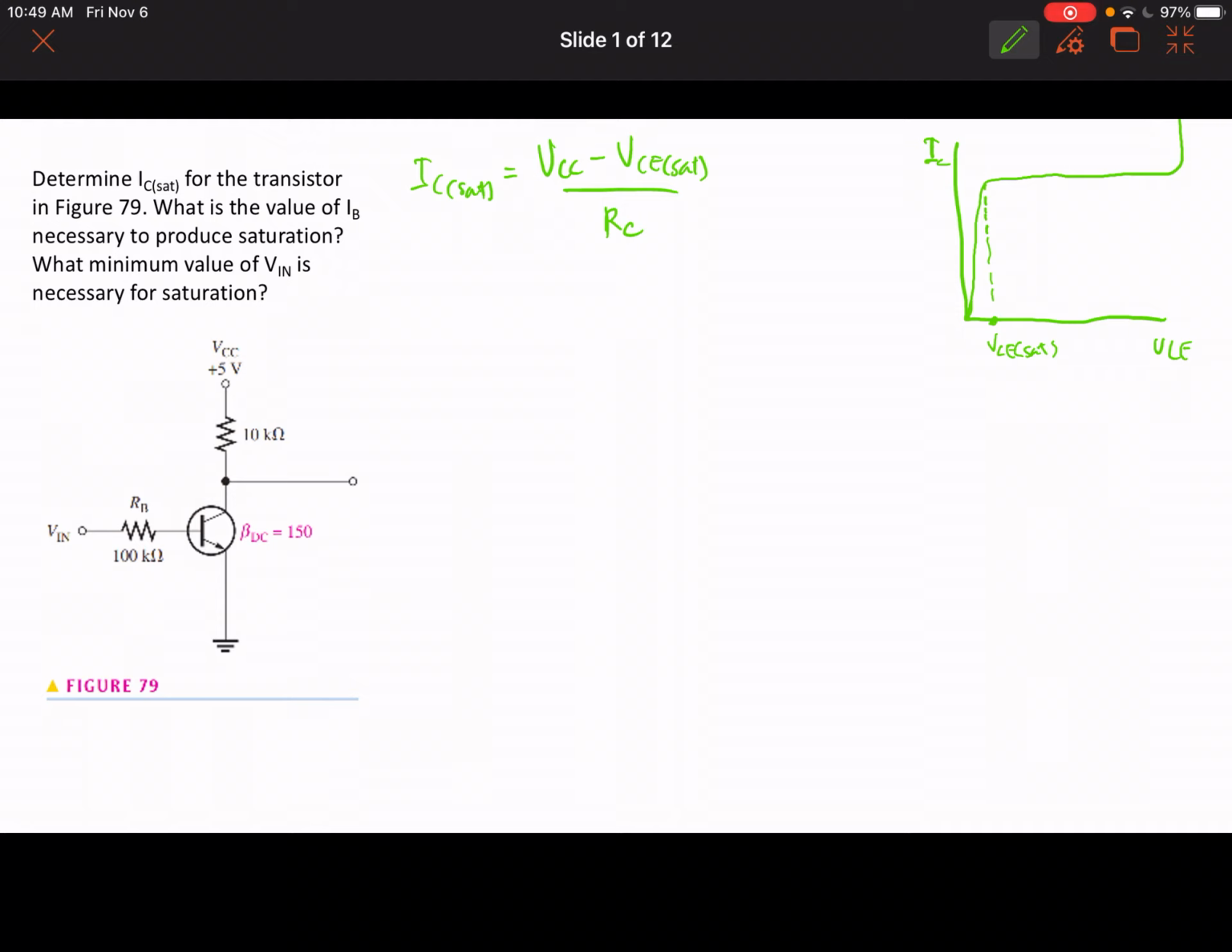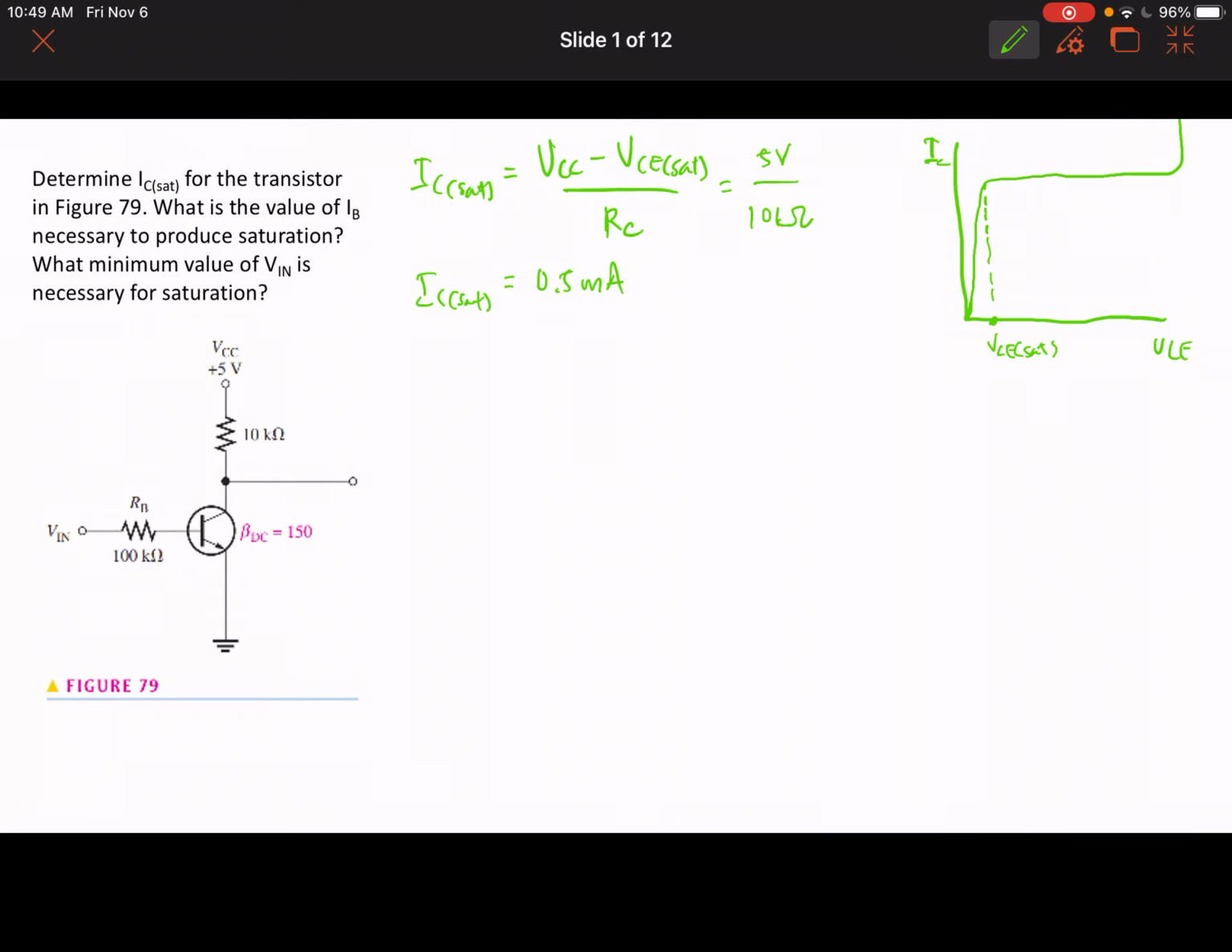So in this case, VCC is 5 volts, and we divide it by the collector resistance, which is 10 kilohms. So IC saturation is equal to 0.5 milliamperes. The next is to find the base current.